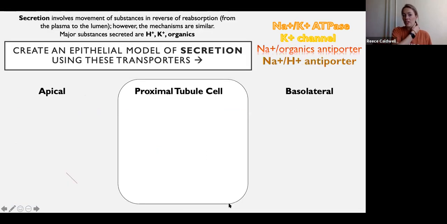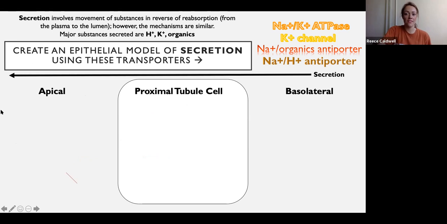All right, so now we're looking at excretion. So we're creating a model of secretion using these 4 transporters. And before we hop in, let's go ahead and review this little note up here. So what we see is that secretion involves the movements of substances in reverse of reabsorption. So now we're moving in this direction, from the plasma to the lumen. However, the mechanisms are similar. The substances that we're going to secrete are hydrogen, potassium, and organic ions.